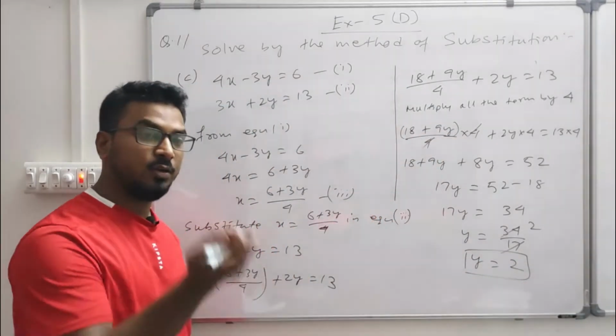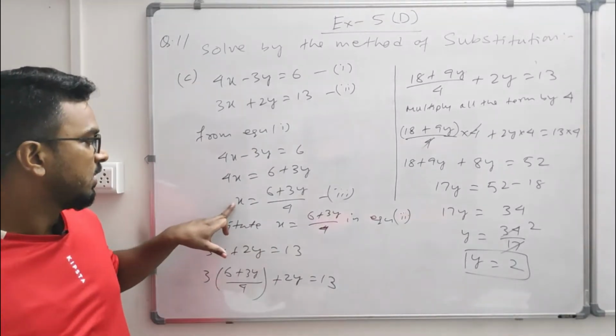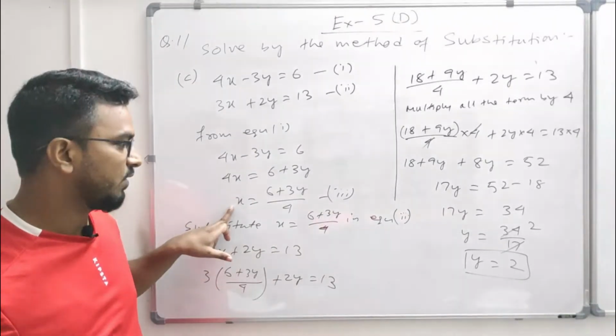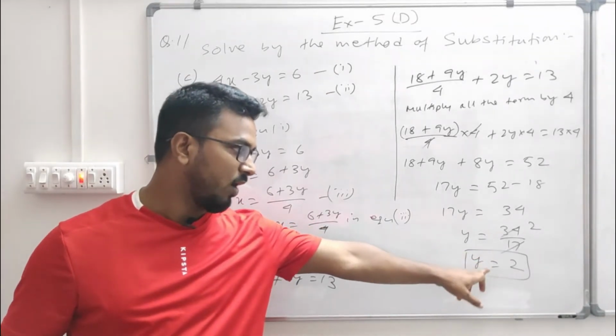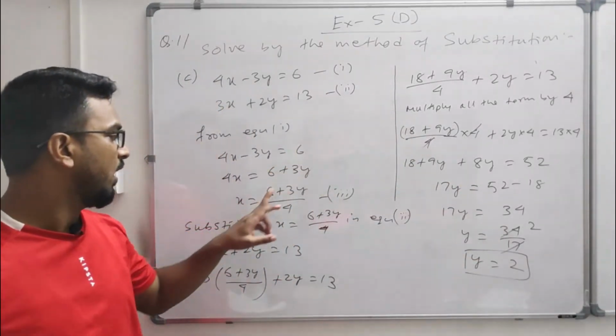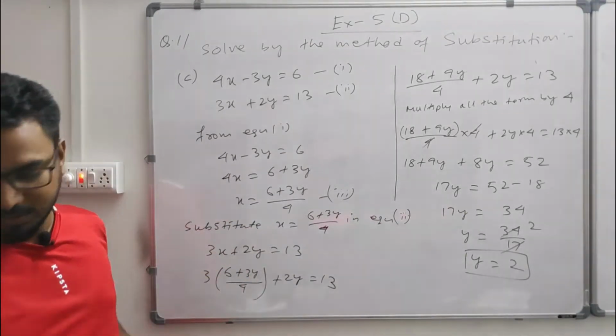So earlier we got the value of x, now we got the value of y because we substituted the value of x here. Okay, so we'll get the value of y. Now we'll substitute the value of y equals 2 in equation number 3. Then we'll get the value of x.